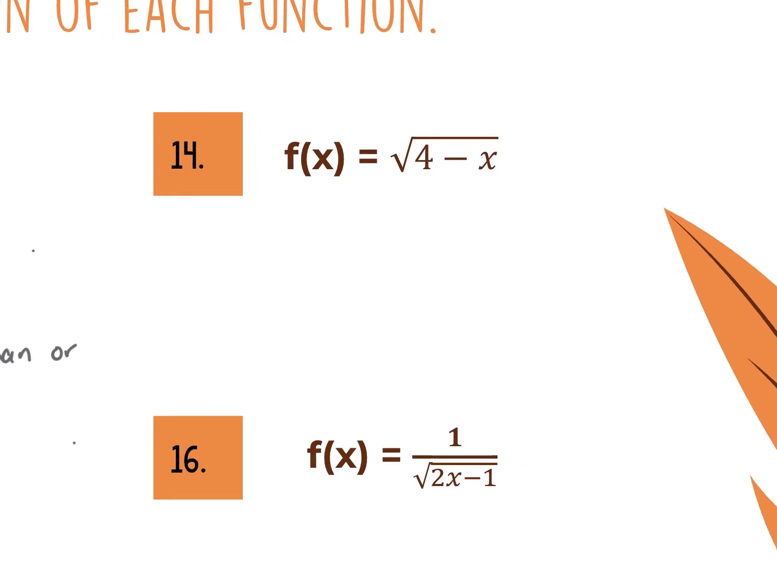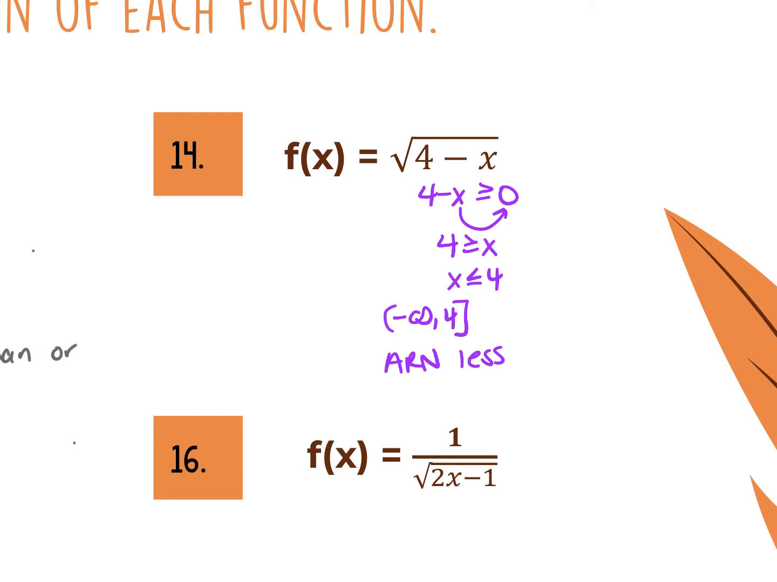14, another square root. So 4 minus x is greater than or equal to 0. You can move the x to the other side. 4 is greater than or equal to x, but you want the x to come first when you're saying this out loud. So x would be less than or equal to 4. So now it's negative infinity up to 4, including 4, or all real numbers less than or equal to positive 4.